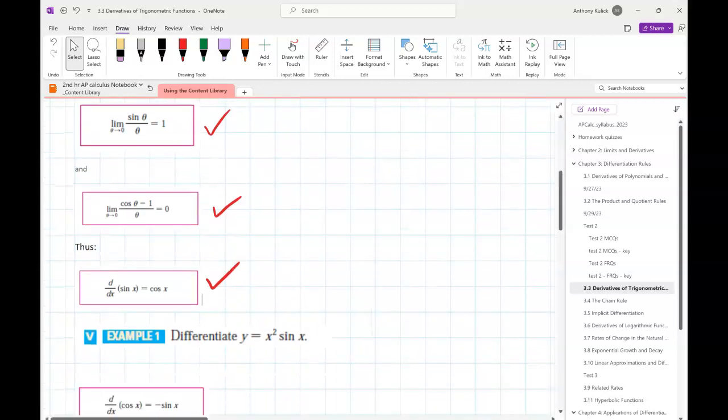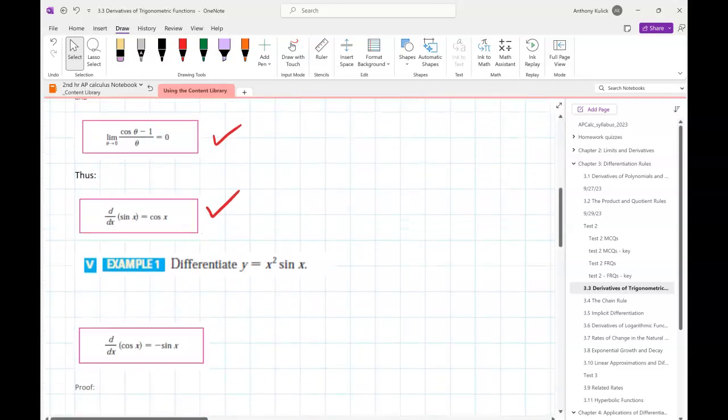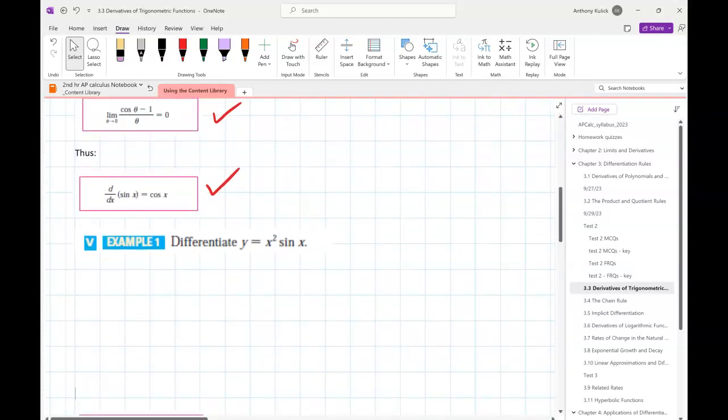So let's do an example. Let's say that we want to differentiate y equals x squared times sine x. How do I do that? Take the derivative. That's okay. Again, the vocabulary takes some getting used to. If you're not sure on the vocab, ask. It's important. If you don't understand the direction, there's not a lot you can do.